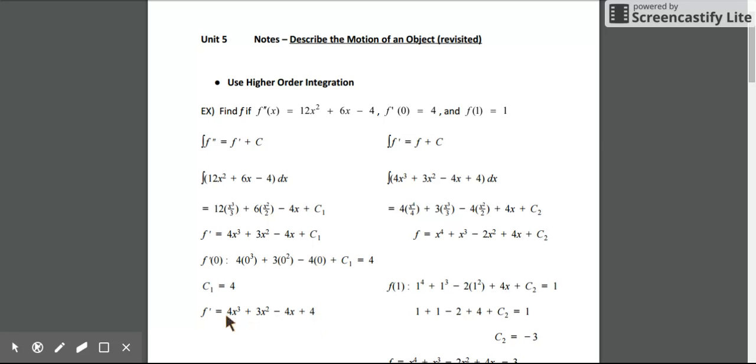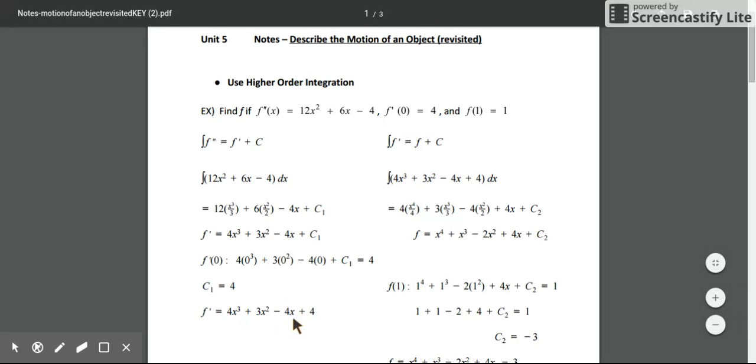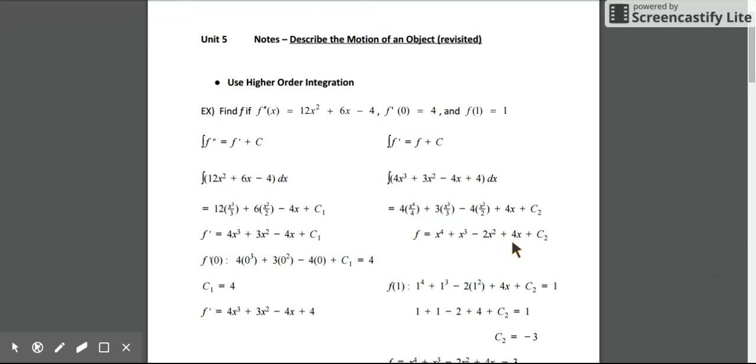So now what we can do is take that first derivative function and find its antiderivative to get to the original function. If we integrate using our power rule, then we get x to the fourth plus x cubed minus 2x squared plus 4x plus our second constant of integration.